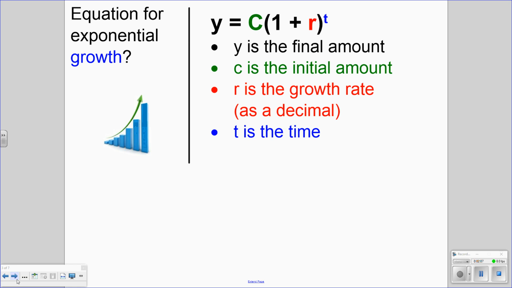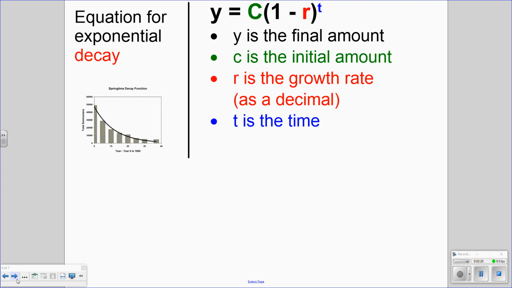r is going to be the rate of growth. Remember, we're going to change that percentage rate to a decimal, and we're going to add it to 1. And then t, our exponent, is going to be the time. It could be number of years, could be minutes, could be whatever that time length is. And then for the decay, it's going to be the same thing that we're looking at for growth, except instead of plus r, we're going to see minus r. So again, y is the final amount, C is our initial amount, our y-intercept, r is going to be the decay rate this time as a decimal, and t is the time, again, that's going to be our exponent.